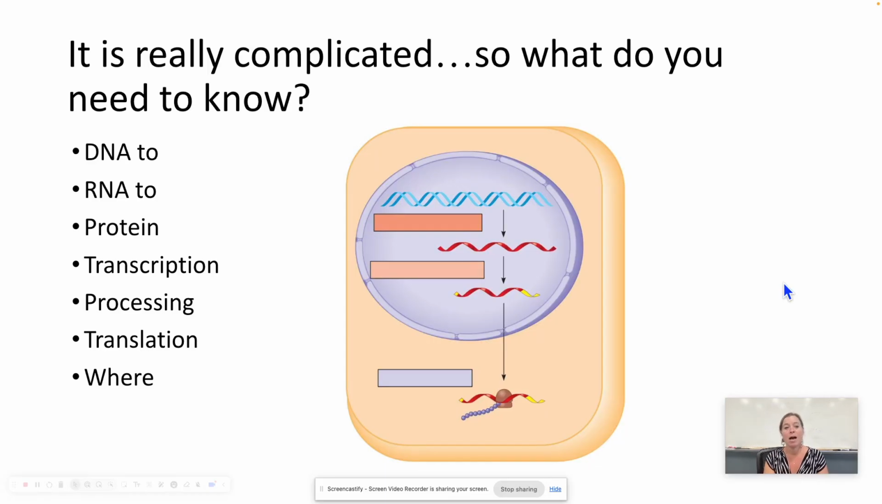All right, kiddos, I know this is really complicated. So what is it that you actually need to know? First of all, you need to know what happens where. So we need to know that transcription happens inside of the nucleus and that turns DNA into a complementary RNA strand. But it's not ready to leave the nucleus yet. It has to be processed. So the RNA is processed, once again, inside of the nucleus.